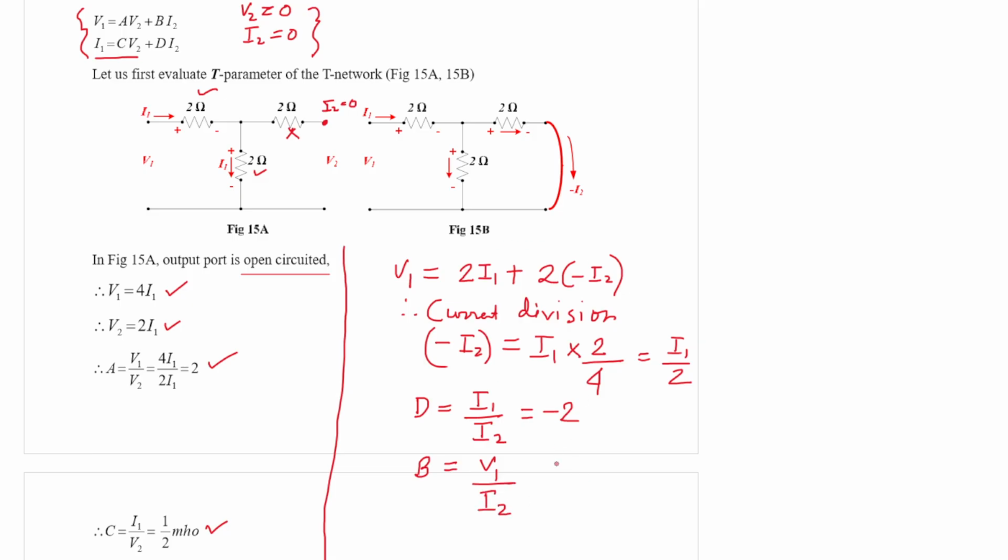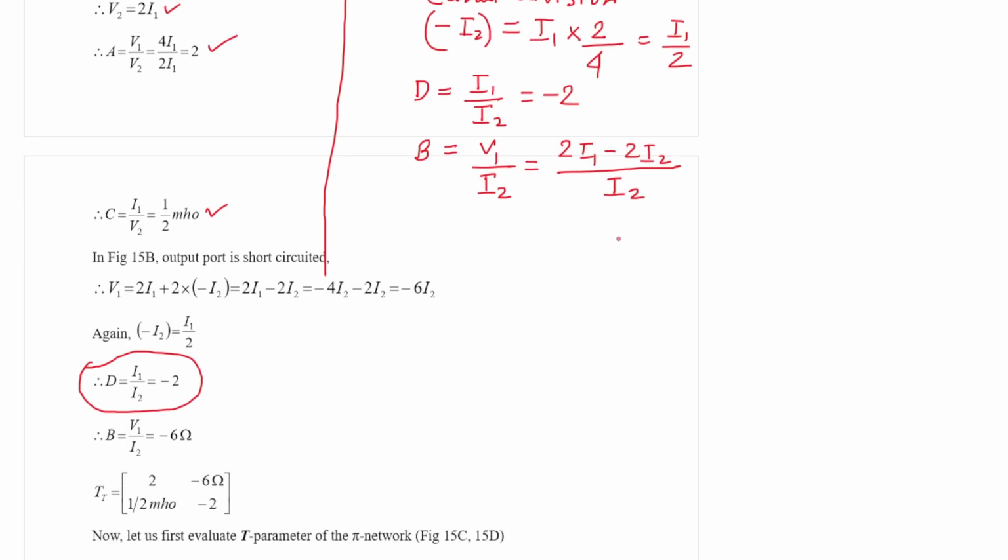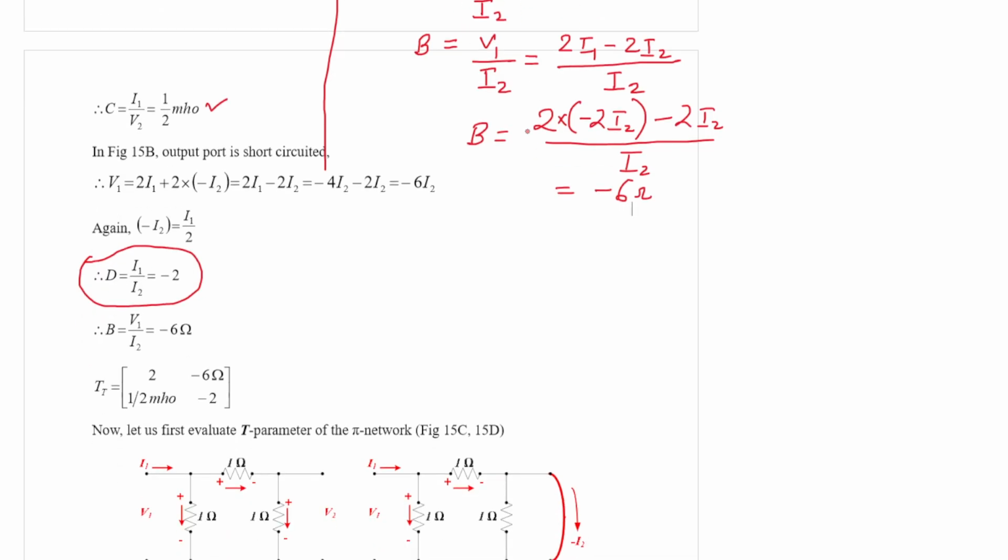What is V1? V1 is equal to 2I1 minus 2I2, divided by I2. So what will be I1? I1 is equal to minus 2I2. So if you solve this, you will get B equal to 2 into I1, I1 is equal to minus 2I2, so 2 into minus 2I2 by I2 minus 2I2 by I2. So altogether it will be minus 6. I2 cancels, so it will be minus 6.